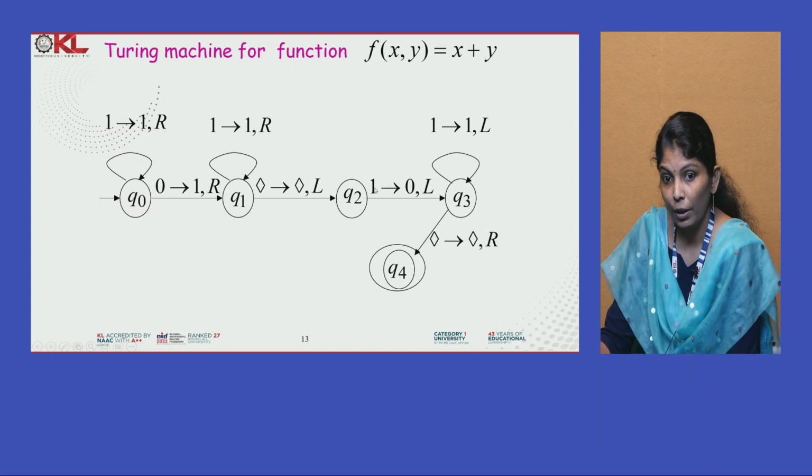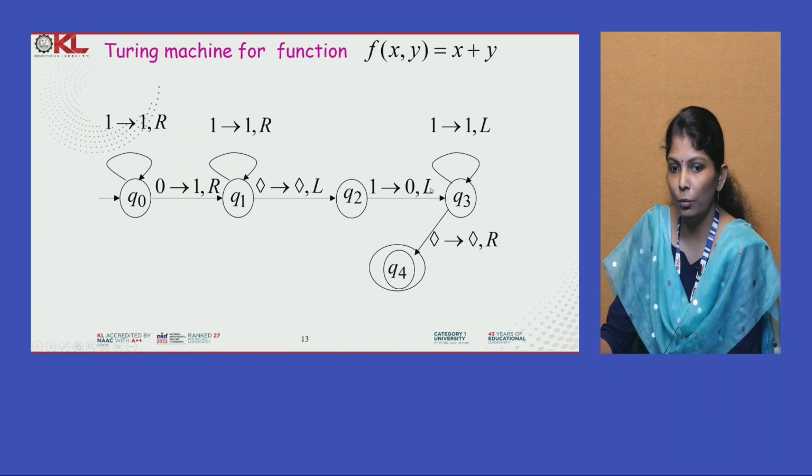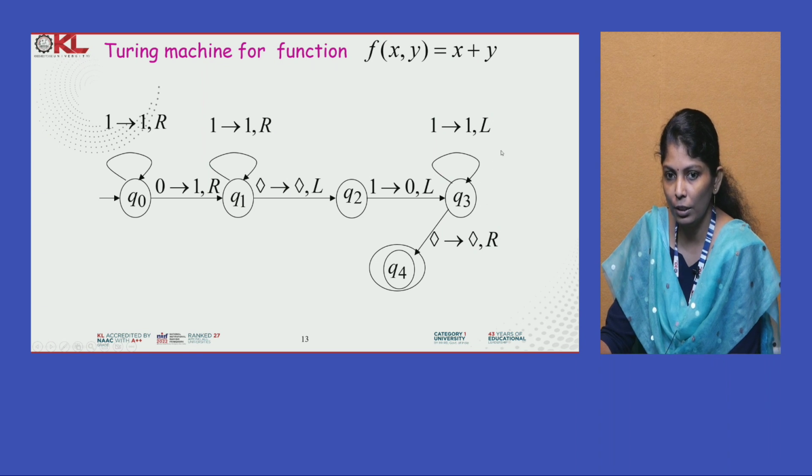Then when we find a 1, make it a 0, then move to the left side. Then in q3 the self loop says keep all the 1s there and move to the left side. And once we reach the blank symbol, we move to the right side. That is what the machine says.